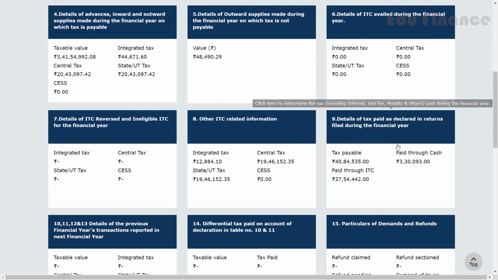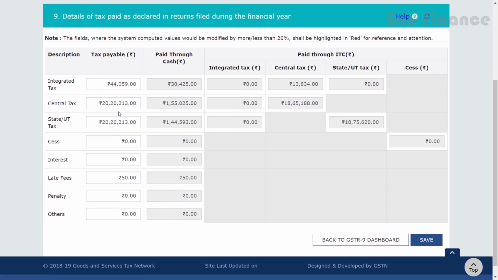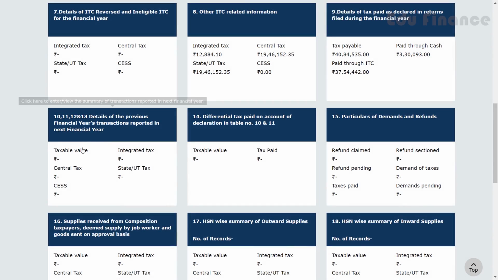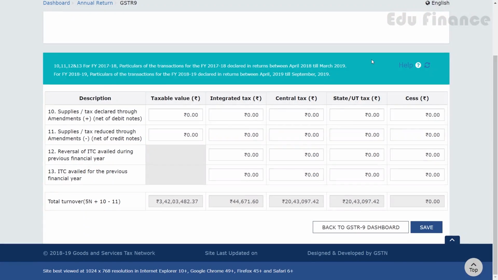Now take Table 9, where you can see the consolidated information of total tax payable with tax paid through cash and tax paid through ITC. Next four tables are most important in Form GSTR 9. Any particular transaction for a financial year which is not reported in that year and later declared in the returns of next succeeding financial year, including any amendments, shall be reported in Table 10 to Table 13.